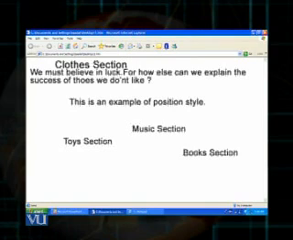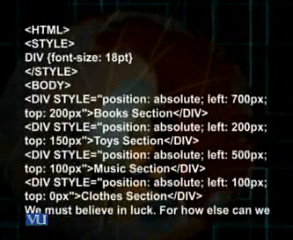This line is displayed as such because I have used here in this paragraph tag the position property value as relative. And then you can see the words music section and then toys section, book section. These words are positioned accordingly as per the values I have used for the position property in relation to these words in the div tags. Let's have a look at the code now.